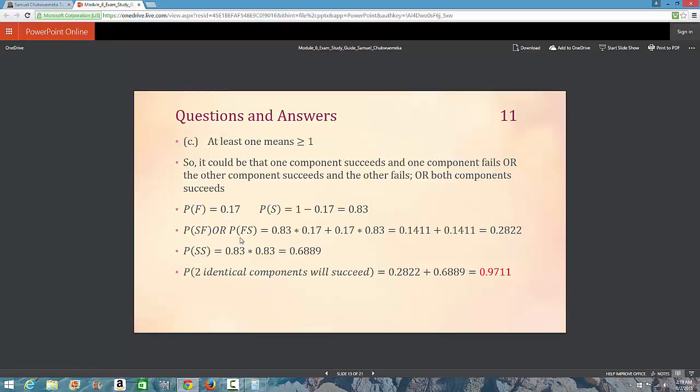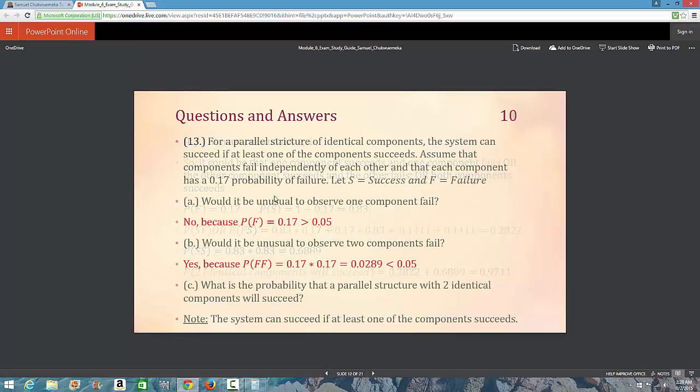Or it could be that first fails, second succeeds, 0.17 times 0.83. Or both of them succeed, which is 0.83 times 0.83. You add all of them, it gives you 0.9711. Does that make sense? Okay. Remember, our F is the failure and X is success.